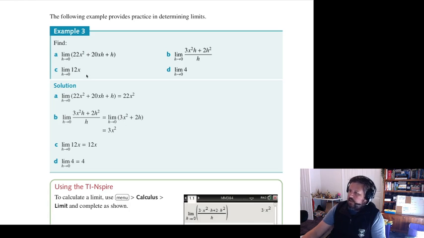Okay. Good news is, if you need to find the limit as h approaches 0 for 12x, obviously there's no h in there, so the limit is just going to be 12x. Last but not least, it says find the limit as h approaches 0 for 4. Again, there's no h here. The limit as h approaches 0 of 4 is just going to be equal to 4.